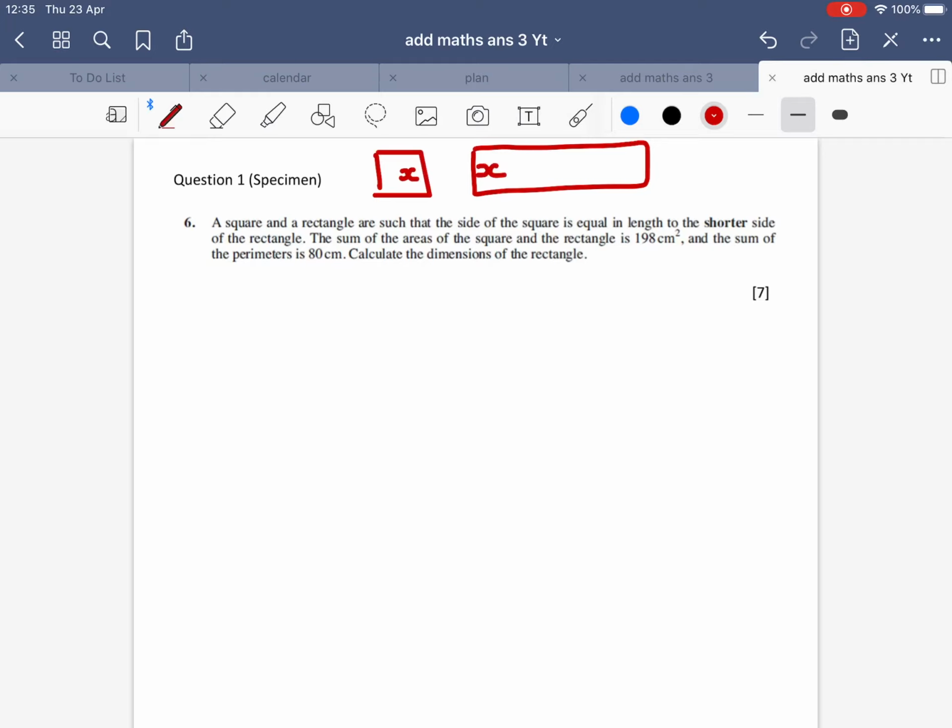The sum of the areas of the square and the rectangle is 198 centimeters squared, and the sum of the perimeters is 80 centimeters. We've got to calculate the dimensions of the rectangle. So first of all, just form those equations.